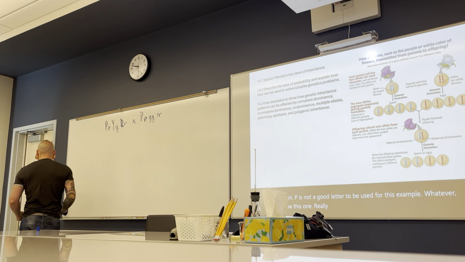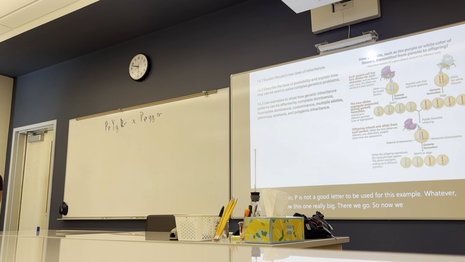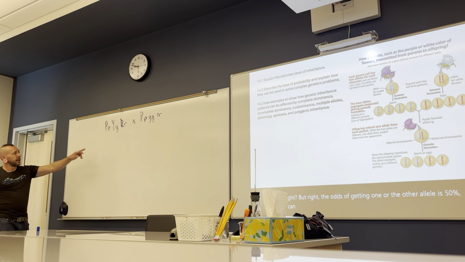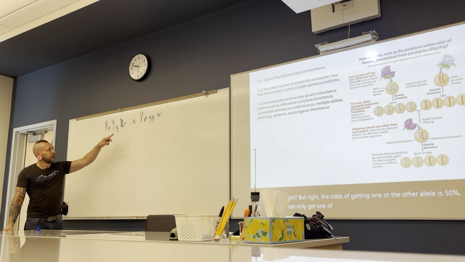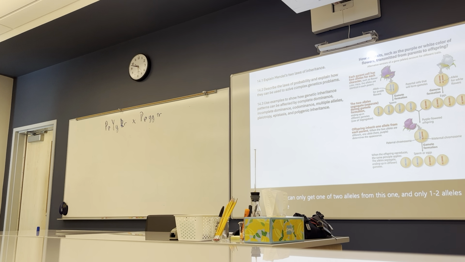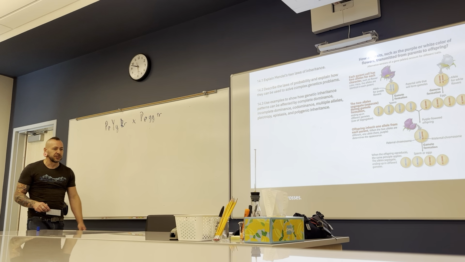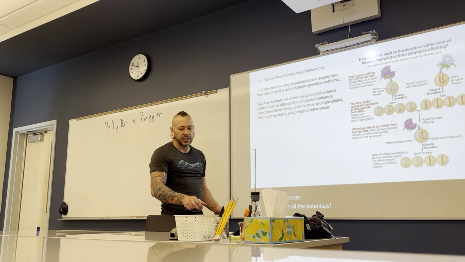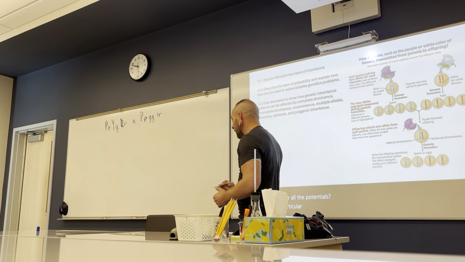There we go. So now we have 3 genes to consider. But the odds of getting one or the other allele is 50%. You can only get 1 of 2 alleles from this one, only 1 of 2 alleles from this one, and so we can use probability to determine all the potential crosses. So what are all the potentials for this particular cross? There are 12 of them.